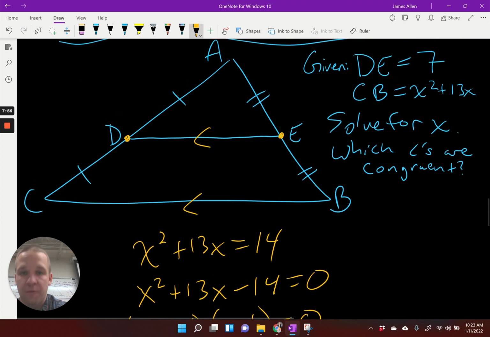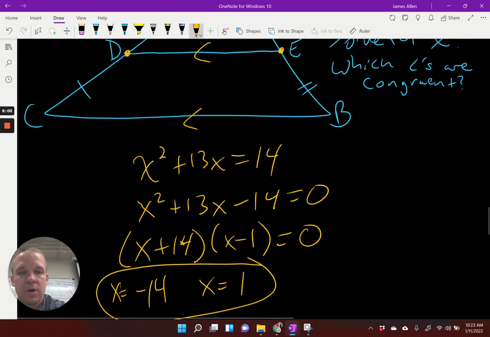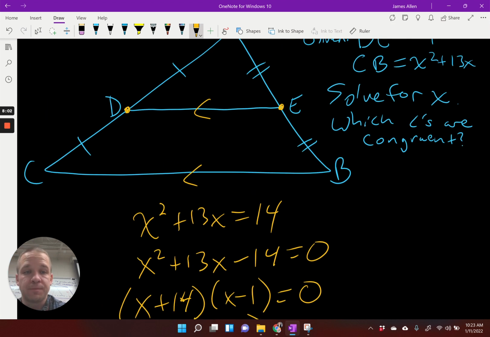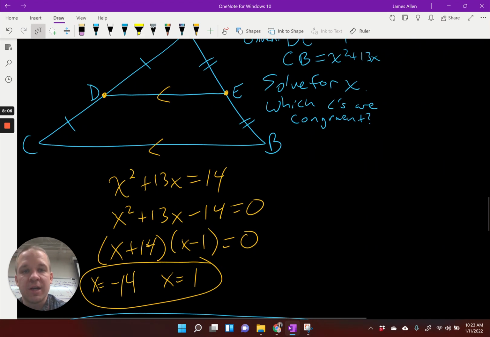What does it ask for, though? Solve for x. Okay. So either one of those would be acceptable, and actually both of these would work in the original context of the problem. So there's my answer. Now the other part of this one says, which angles are congruent?